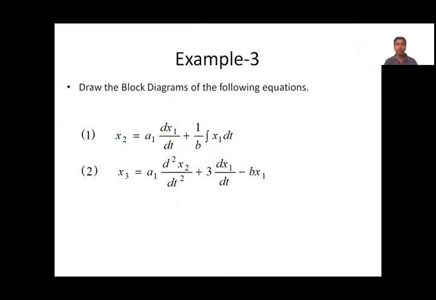In a similar way, the second term, 1 by b, is multiplied with the integral of x1 dt. So the box has the integral dt, and the input is x1. In a similar way, you try this example for your practice.